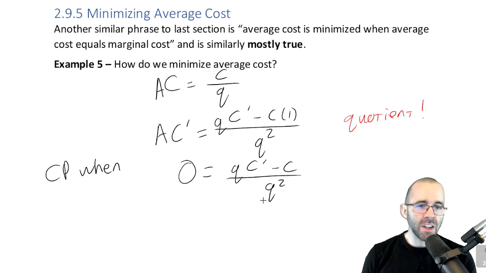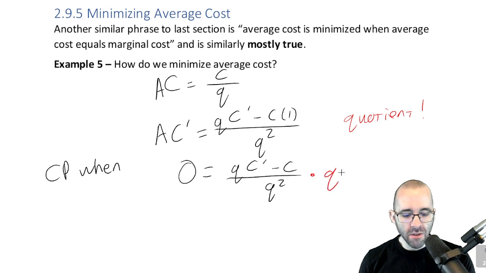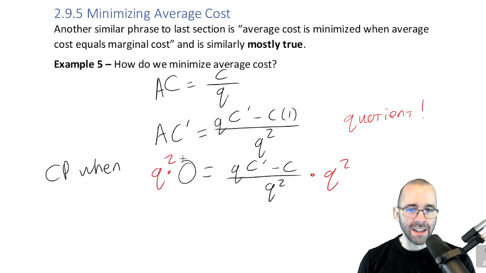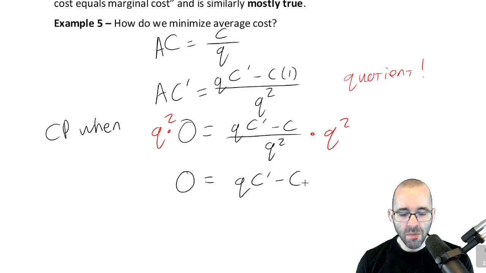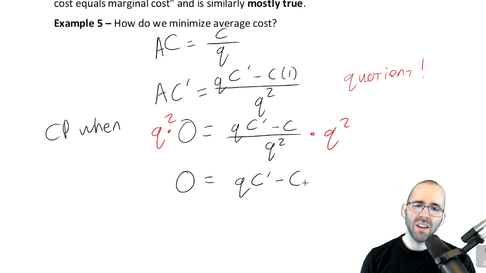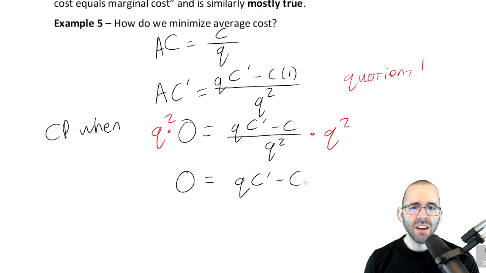Remember in an earlier video I said if anytime we have an equation with fractions, to solve it, we can just get rid of the fractions. Multiply both sides of this equation by the least common denominator. That'll give us 0 is Q times C prime minus C. Now, we simplified it, which is great. But this is still not... What are we supposed to do?